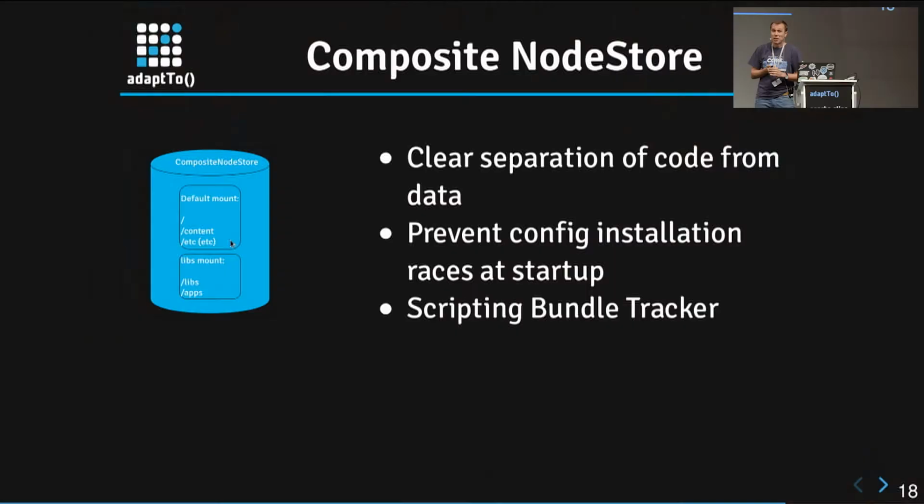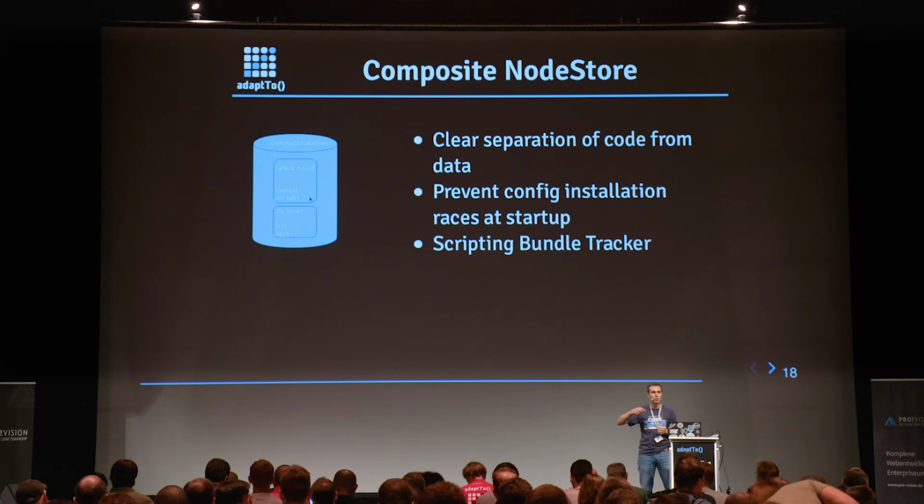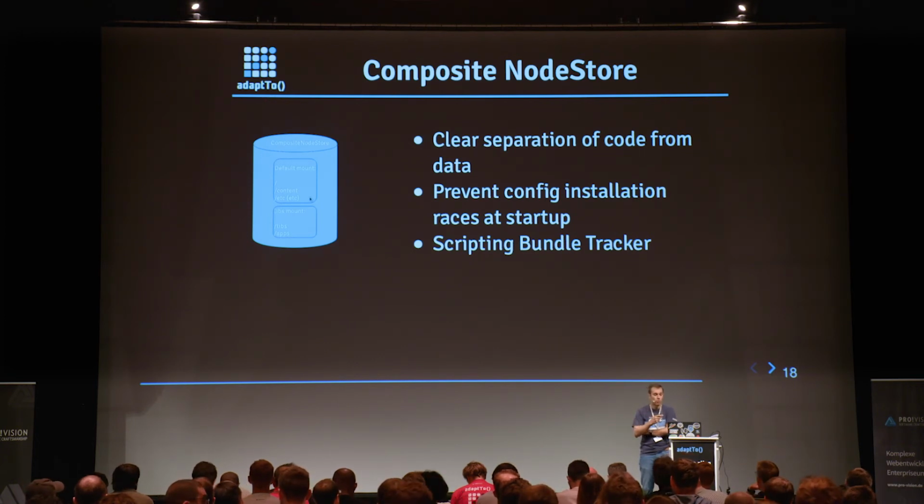We are currently not running on a composite setup, mostly because it's a hassle to set up right now. So what this means is that we have this exact same repository for all instances. Now, the composite node store can give you a much better separation of code and data. It prevents, notably, some configuration races at startup, where some configurations keep being reapplied and restart the Sling repository, which is precisely the reason why I needed to patch Oak, because I was the only one that had that problem.